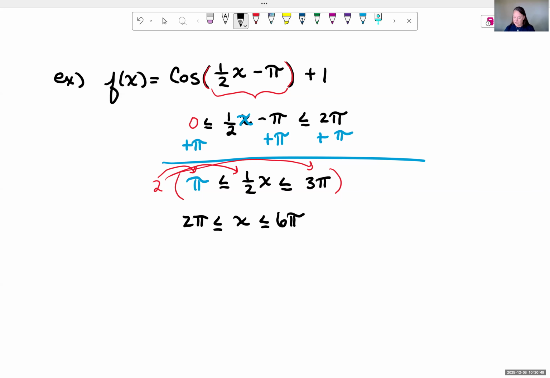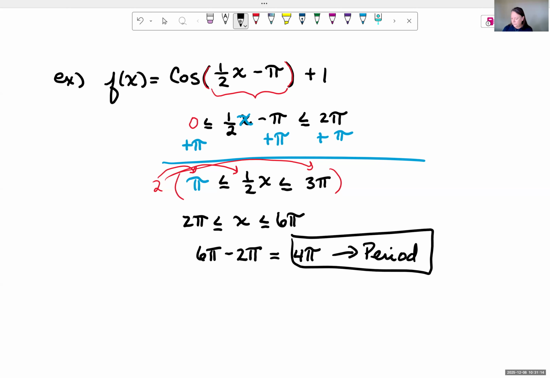So the length in there, we're starting at 2 pi for one period and ending at 6 pi. So always do the end of a period, which is 6 pi, minus the start of that same period, which in this case is 2 pi. This would give us a length of 4 pi. So I know my period, it's going to repeat itself every 4 pi.